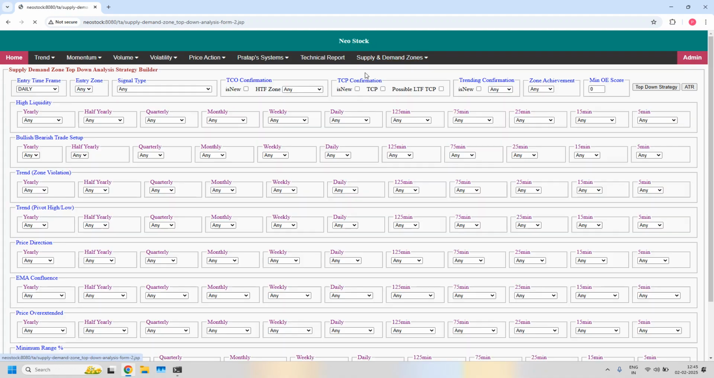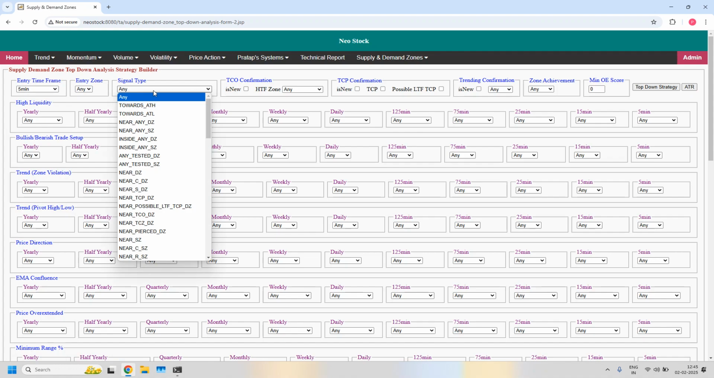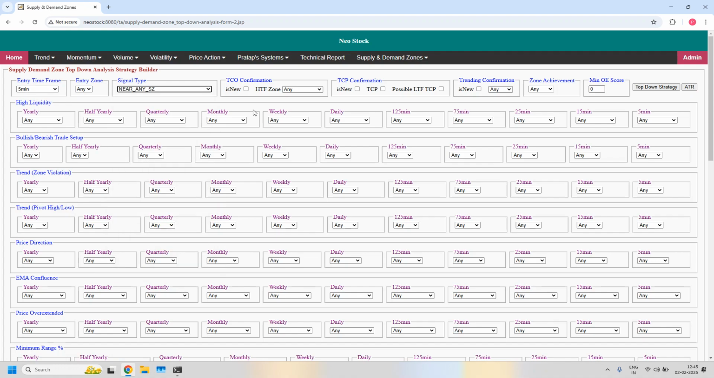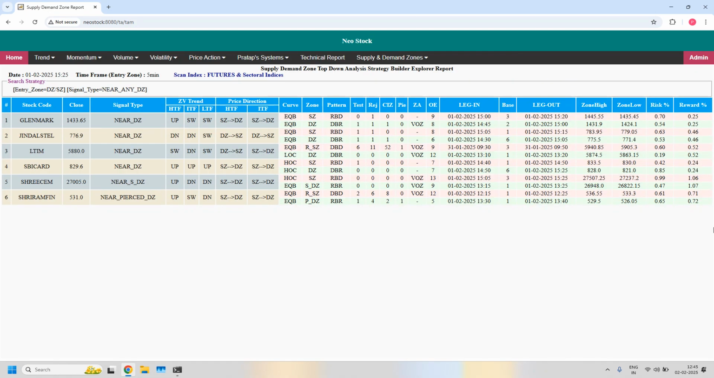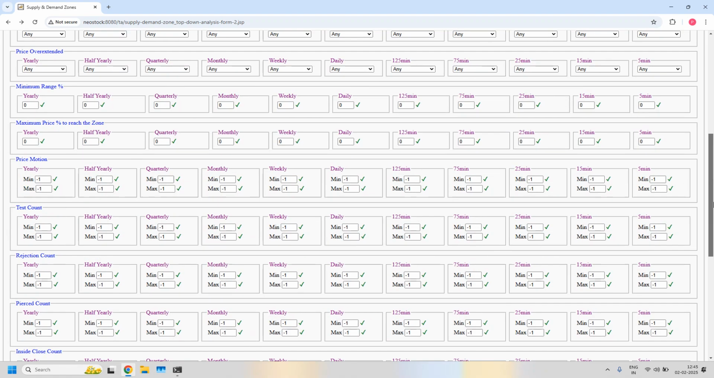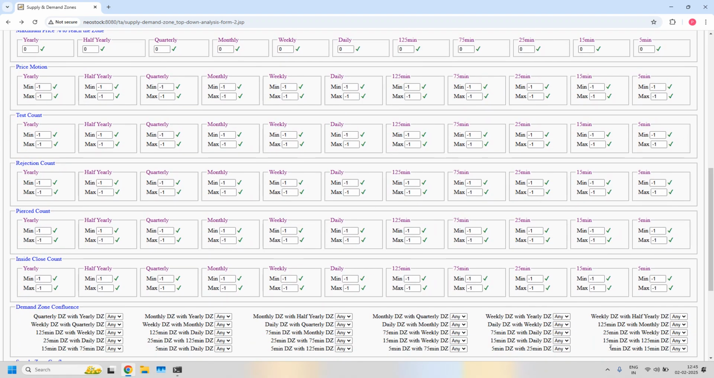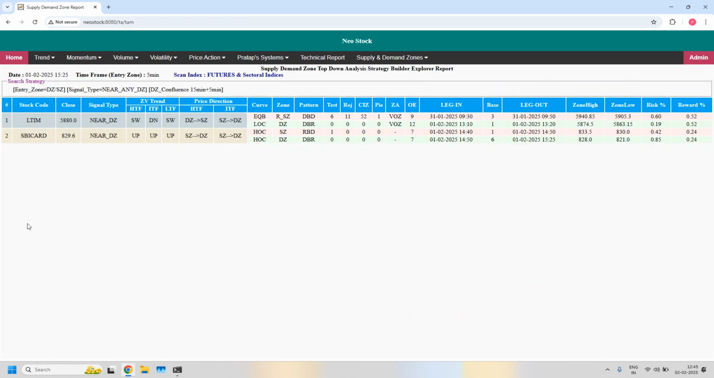Okay, next time frame is 5 minutes. Stocks near the 5 minutes demand zone. We got 6 stocks. Let's identify ITF confluence, that is 5 minutes demand zone with 15 minutes demand zone confluence. I am enabling that filter. Now the list has come down to 2 stocks. So these 5 minutes demand zones are overlapped with 15 minutes demand zones. That is what zone confluence is.